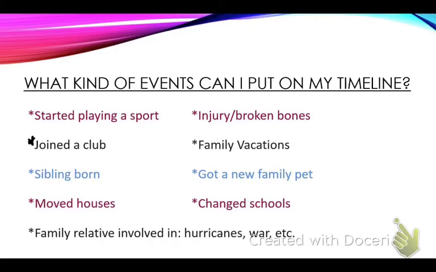Remember, your timeline needs to be about your life, your family. Not something like, oh, I remember 19 years ago, September 11th happened to our country. I want something significant that has happened in your personal family.